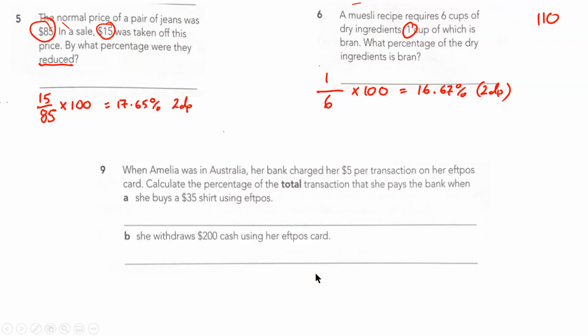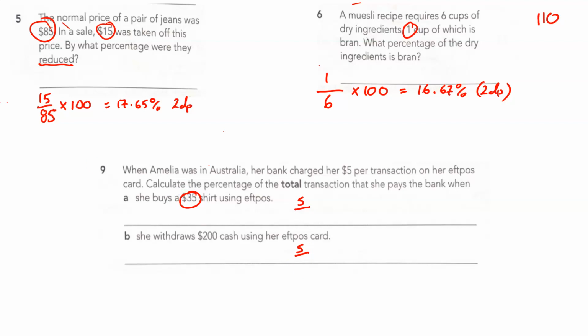So question 9: Amelia was in Australia. Her bank charged $5 per transaction on an EFTPOS card. Calculate the percentage of the total transaction she paid the bank when she bought a $35 shirt using EFTPOS. The key thing is, what is the smaller part, or what is the bit you're trying to work out, and that's $5. And in fact, it's the same for the second question, $5 as well. What's different is what it's out of.